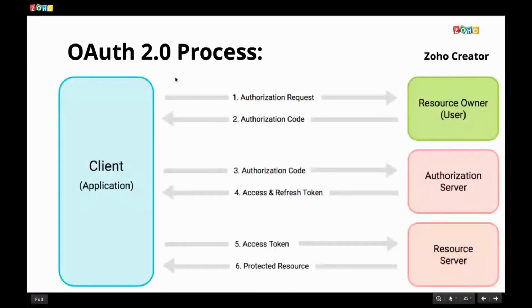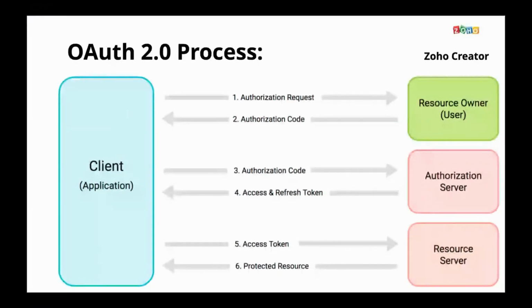So let me explain the process over here. The client, the third-party service application, requests authorization or permission to access the protected resource owned by the resource owner of Zoho Creator. So they're going to send an API request to authorize with the particular resource owner with respect to the access that they need to gain.